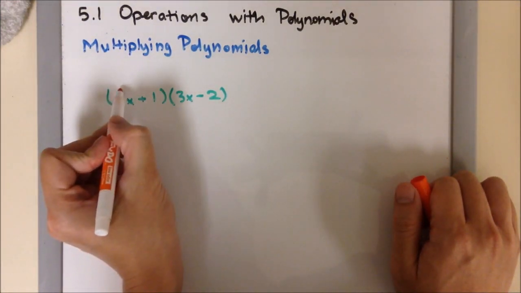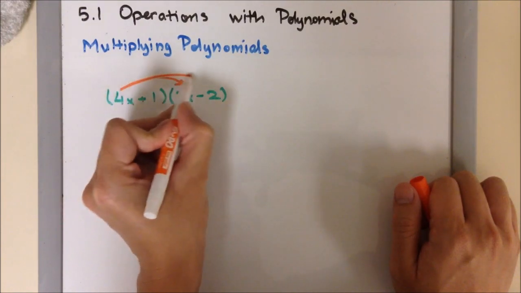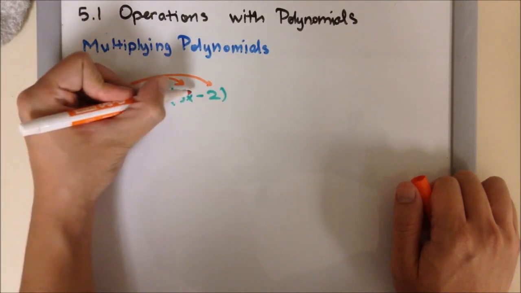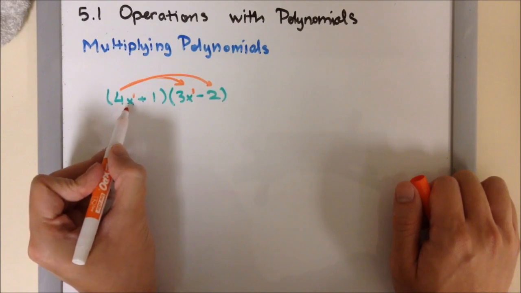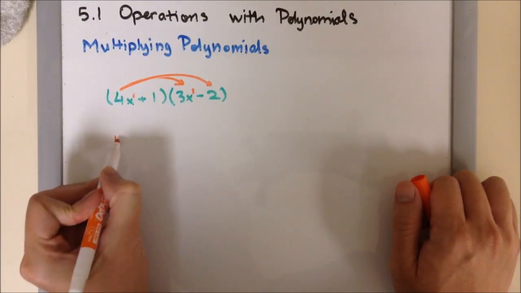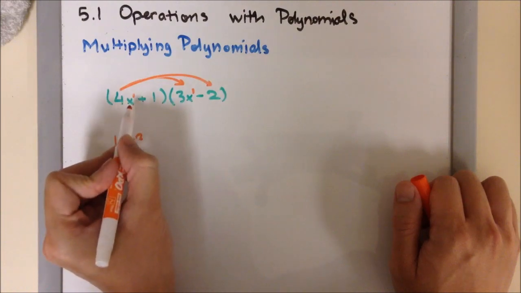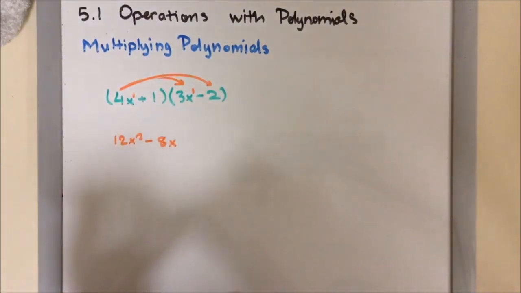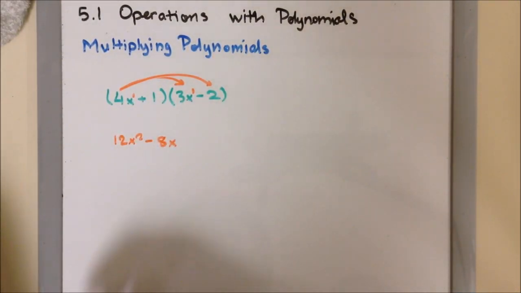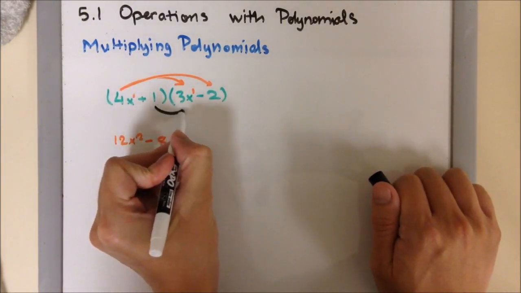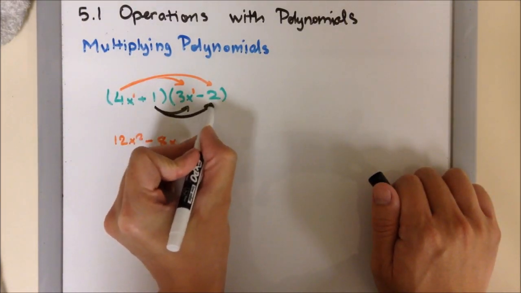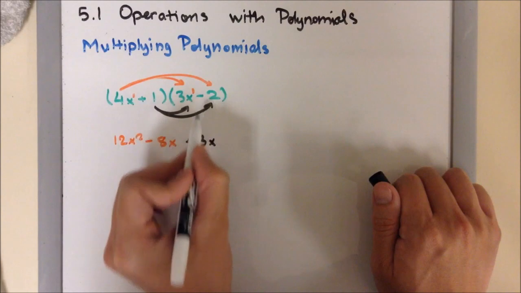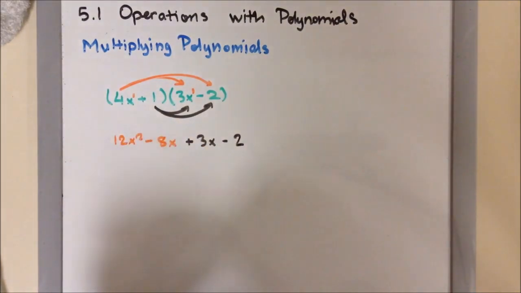Now my first term, 4x, will multiply to the 3x and the minus 2. So 4x times 3x, remember this x has an invisible 1, that has an invisible 1. So 4x times 3x would be 12x squared. 4x times negative 2 will be negative 8x. Alright. Now the second half of FOIL is my 1 multiplying to the 3x and the negative 2. 1 times 3x would be plus 3x. 1 times negative 2 would be negative 2.